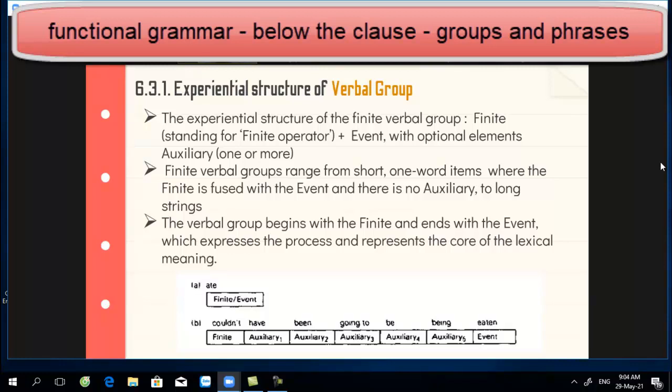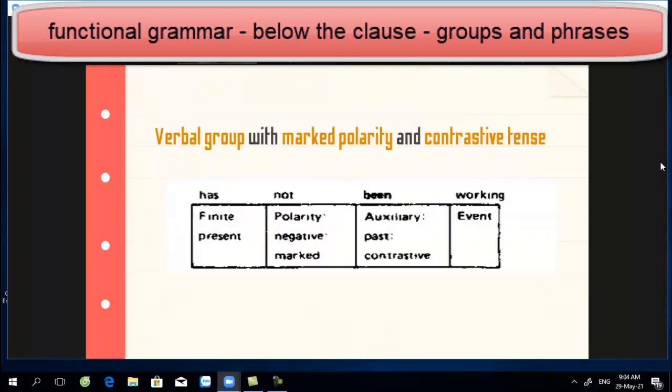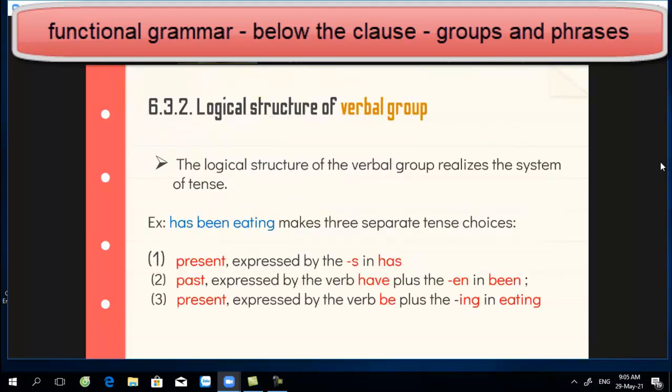So now for example A, we have eats. In this, the finite and the event is just one. The example two: couldn't have been going to be being eaten. Here we have the finite and we have five auxiliaries and one event, and the event is eaten. So the verbal group with marked polarity and contrastive tense. Polarity is negative or positive. For example, has not been working. Here we can see that has is a finite in present and not is polarity, negative mark, and been is the auxiliary in the past and contrastive, and working is the event.